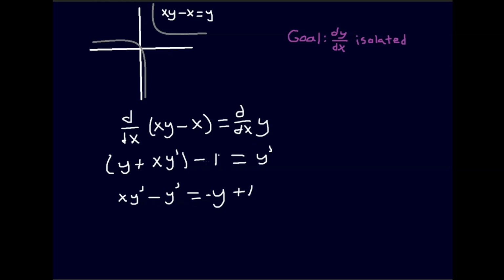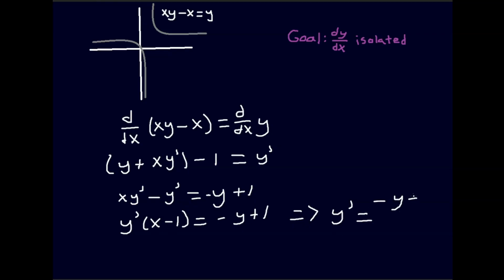I tried explaining it. I'm not going to write out all the steps, but I just wanted to put all the y primes on one side. And then if we factor that out, we get this. And then our final equation, just because I'm running a little bit out of room, is just this x minus 1 divided by the negative y plus 1.